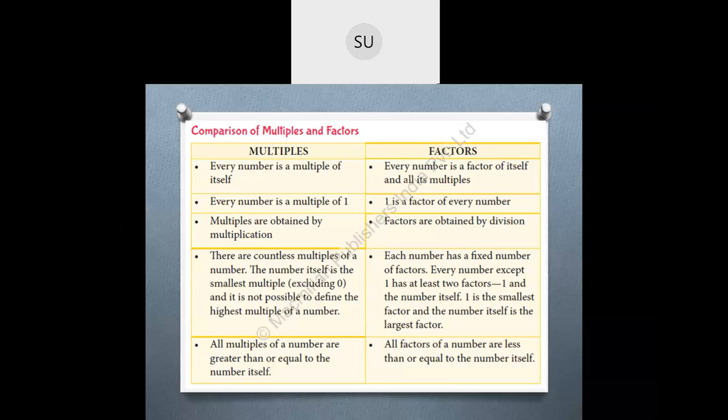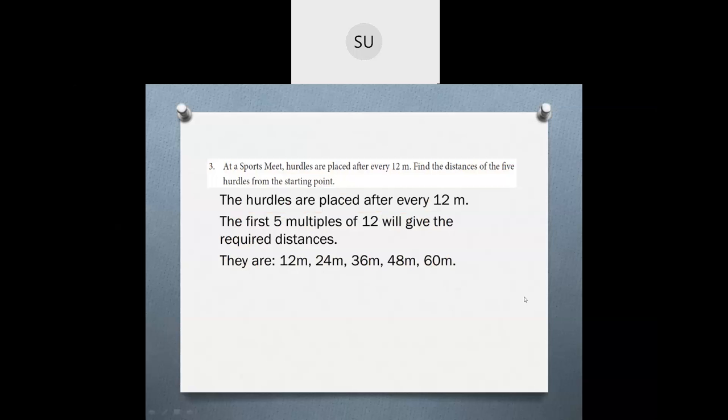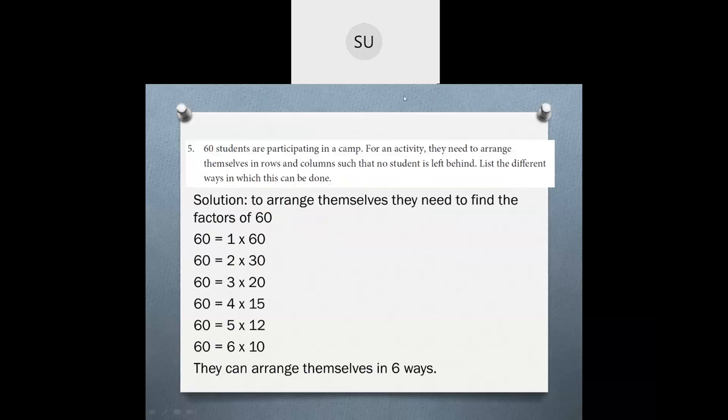Alright, next point: all multiples of a number are greater than or equal to the number itself. So multiples are always greater than or equal to the number itself, and all factors of a number are less than or equal to the number itself. Sorry, factors of a number are less than or equal to the number itself. This was comparison. Then after comparison, we did a few problems on multiples and factors, correct?